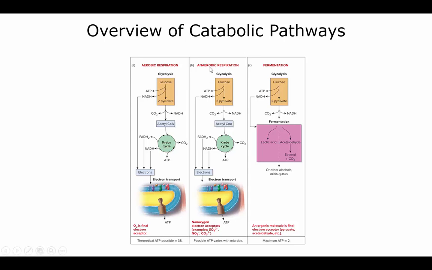Anaerobic respiration is the one in the middle, where we have glycolysis and the Krebs cycle and the electron transport chain. But the electron acceptors are non-oxygen, things like sulfates and nitrates and carbonates. So how many ATPs are made is going to vary with the microbe. The last process, fermentation, is only glycolysis. And it's an organic molecule as the final electron acceptor, like pyruvate or a type of alcohol or something like that. So it has a maximum production of 2 ATPs there.